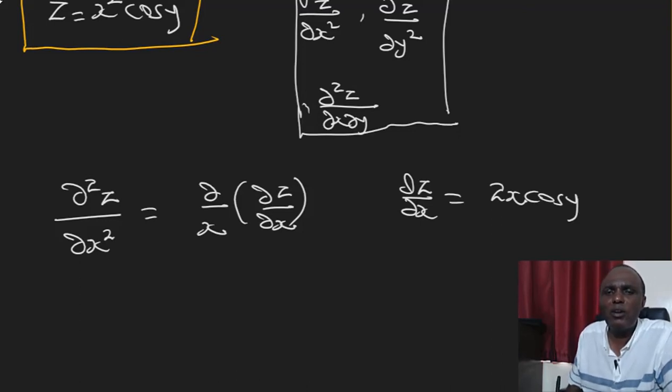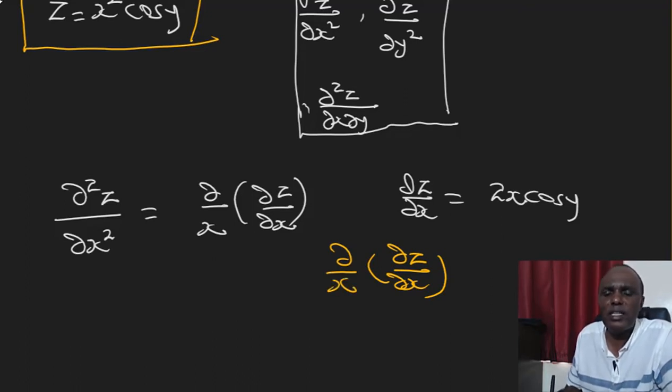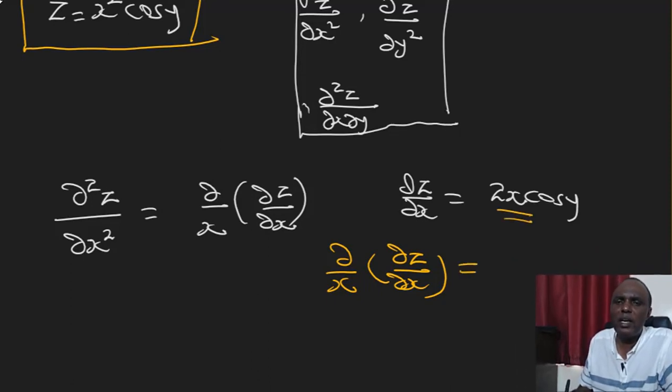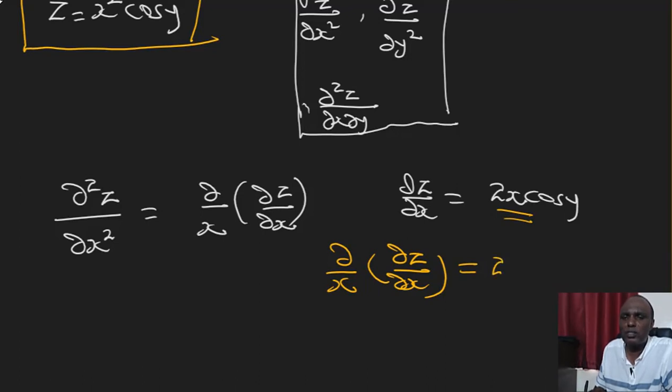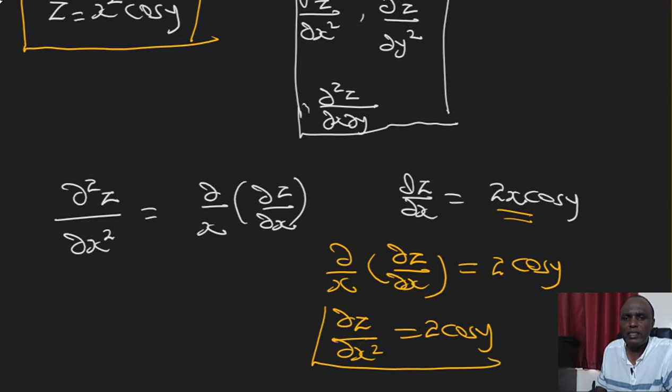And let us now differentiate ∂z over ∂x again with respect to x, so that we can get ∂ squared z over ∂x squared. 2x, when you differentiate it, we get 2. Cos y, since it is a constant, remains as cos y. And then we have ∂ squared z over ∂x squared as 2 cos y, and that is the answer for the first part.